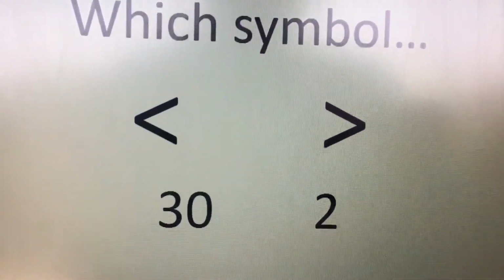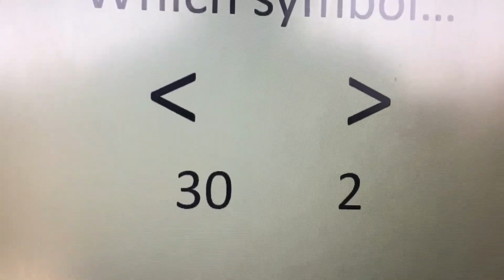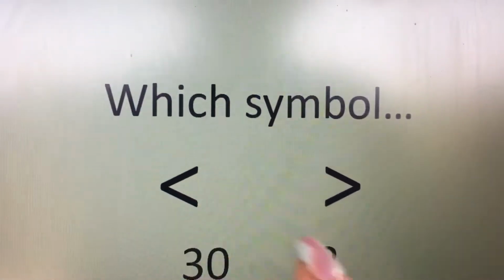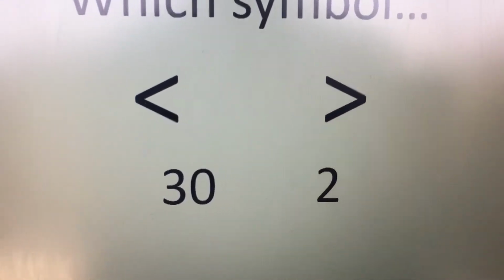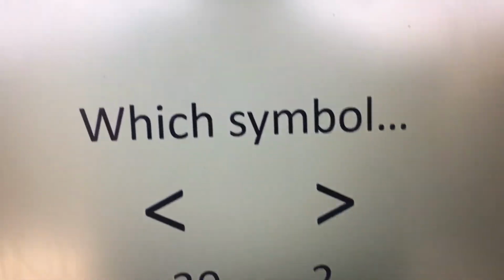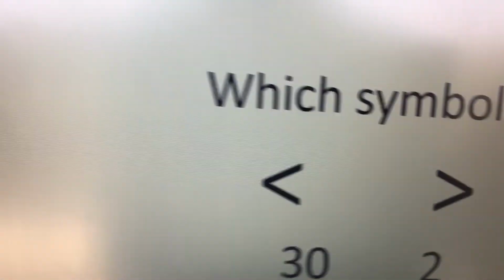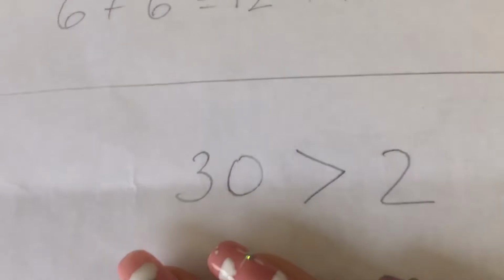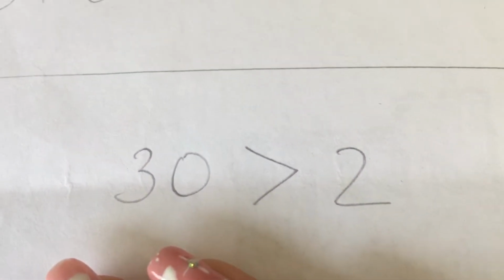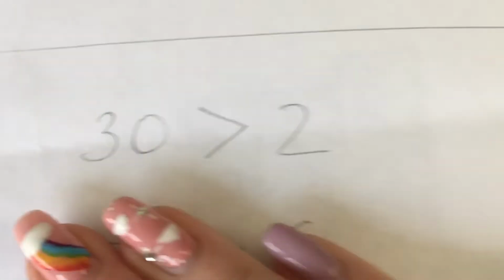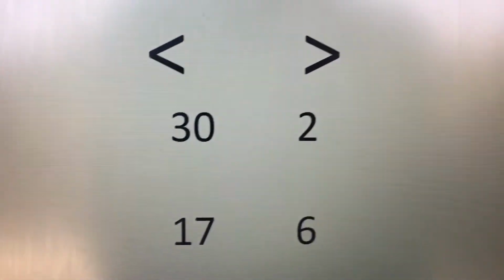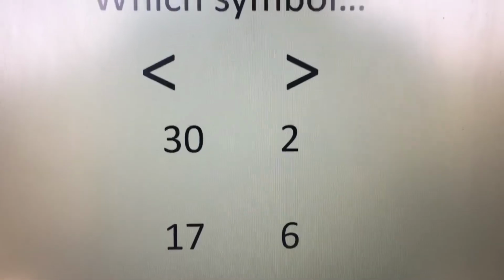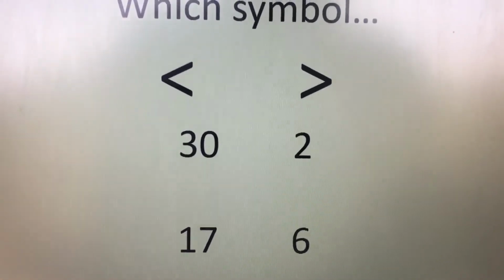So, if you remember, Charlie Crocodile likes to open his mouth and nibble up the largest number. So, the largest number is 30. So, you should have written your symbol facing 30, gobbling it all up. Well done. Okay, let's have a go at the next one. 17 and 6. Write them out with a space in the middle and put your symbol in.